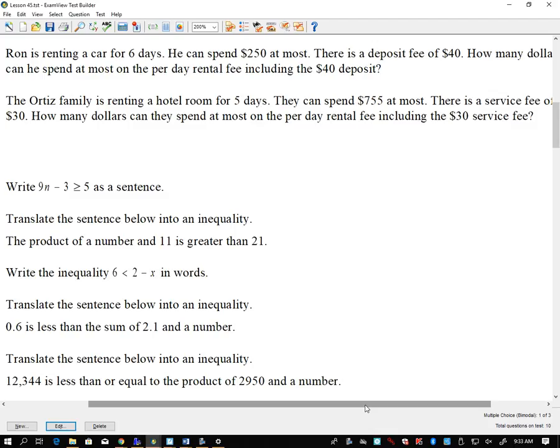The Ortiz family is renting a hotel room for 5 days. They can spend $755 at most. Does this seem familiar to our last question that we looked at? All right, so tell me about this $755 at most. In terms of this equation, where's $755 going to go? Is it going to go with all of our information, or is it going to be on the opposite end of our equation? Opposite end. All right, our inequality symbol. Greater than 755, less than 755, greater than or equal to 755, or less than or equal to 755? Less than or equal to 755.